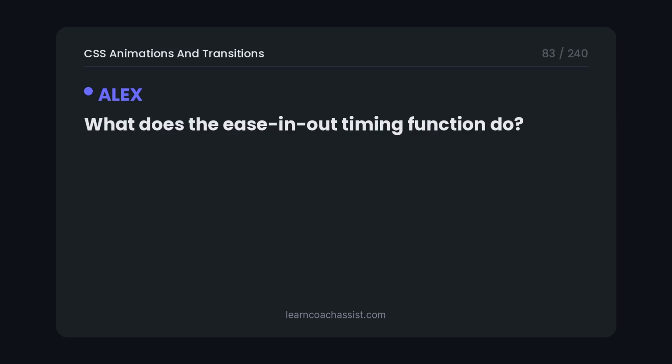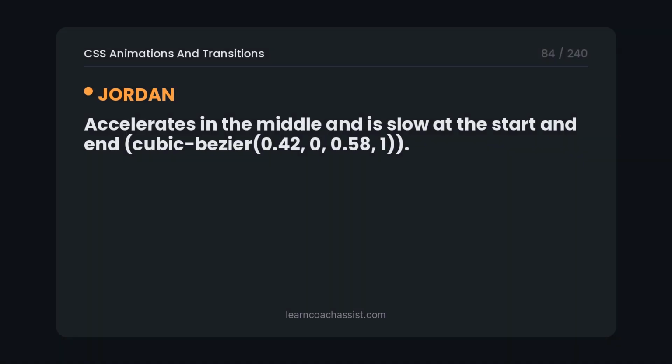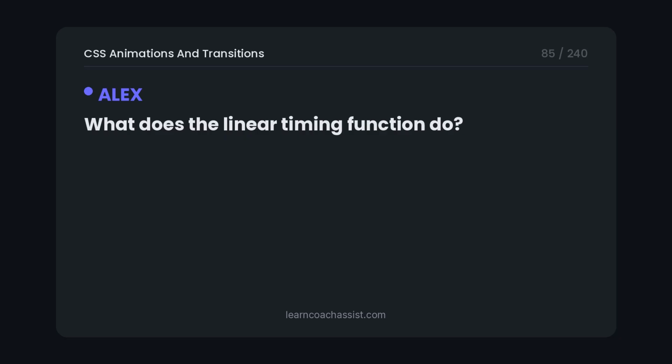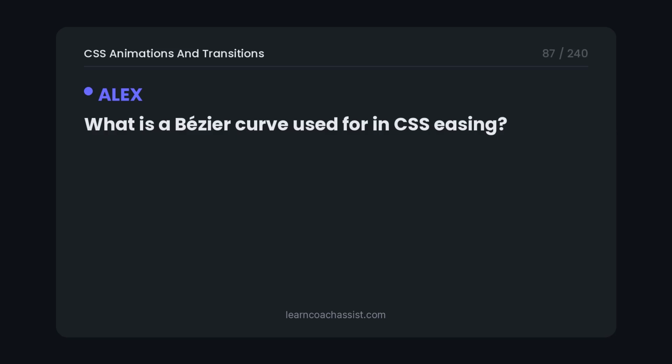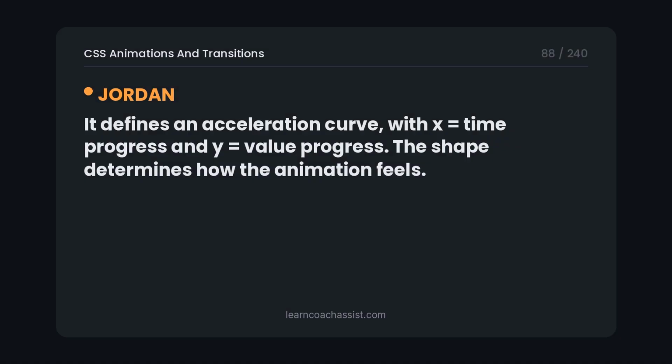What does the ease-in-out timing function do? Accelerates in the middle and is slow at the start and end, cubic-bezier 0.42, 0, 0.58, 1. What does the linear timing function do? Constant speed from start to end, cubic-bezier 0, 0, 1, 1. What is a Bezier curve used for in CSS easing? It defines an acceleration curve, with x equals time progress and y equals value progress. The shape determines how the animation feels.